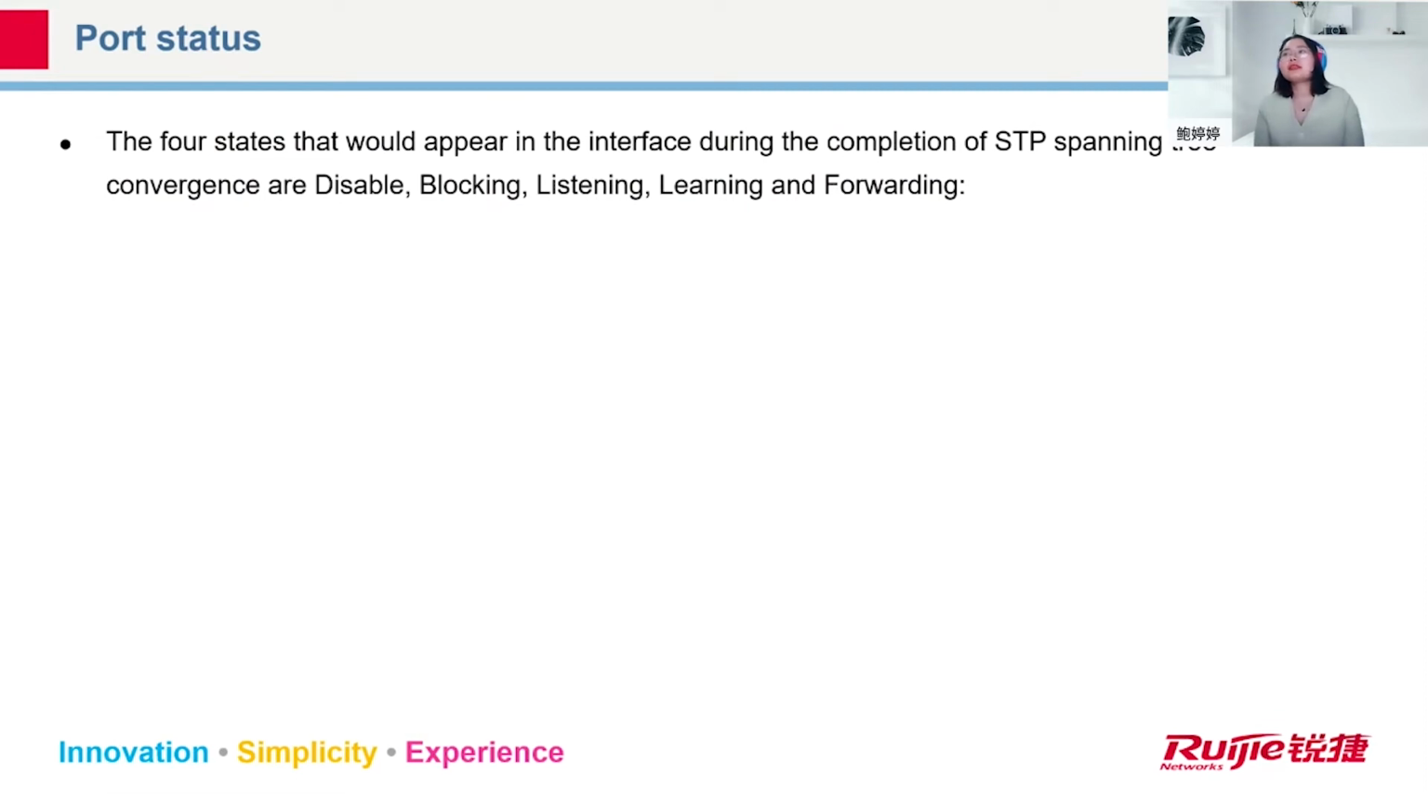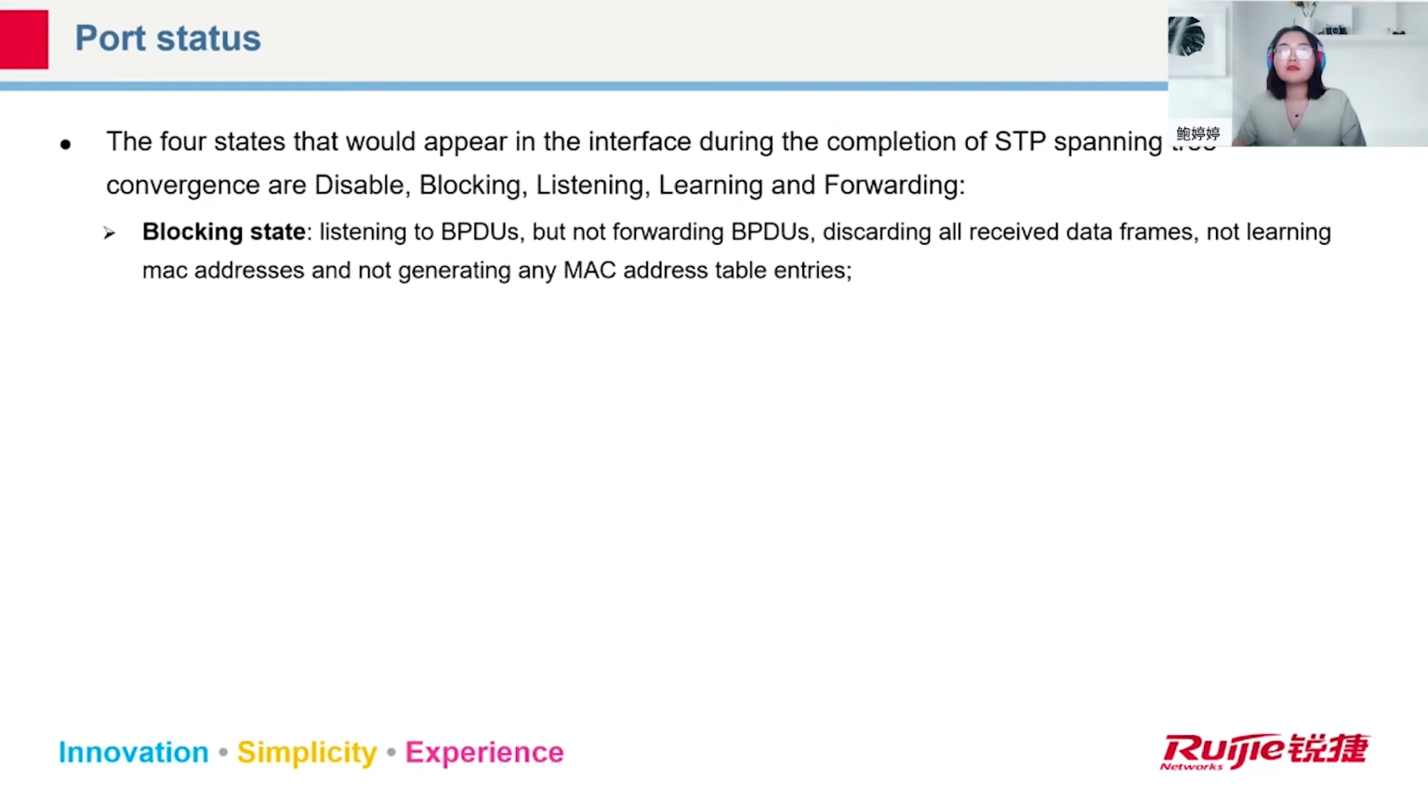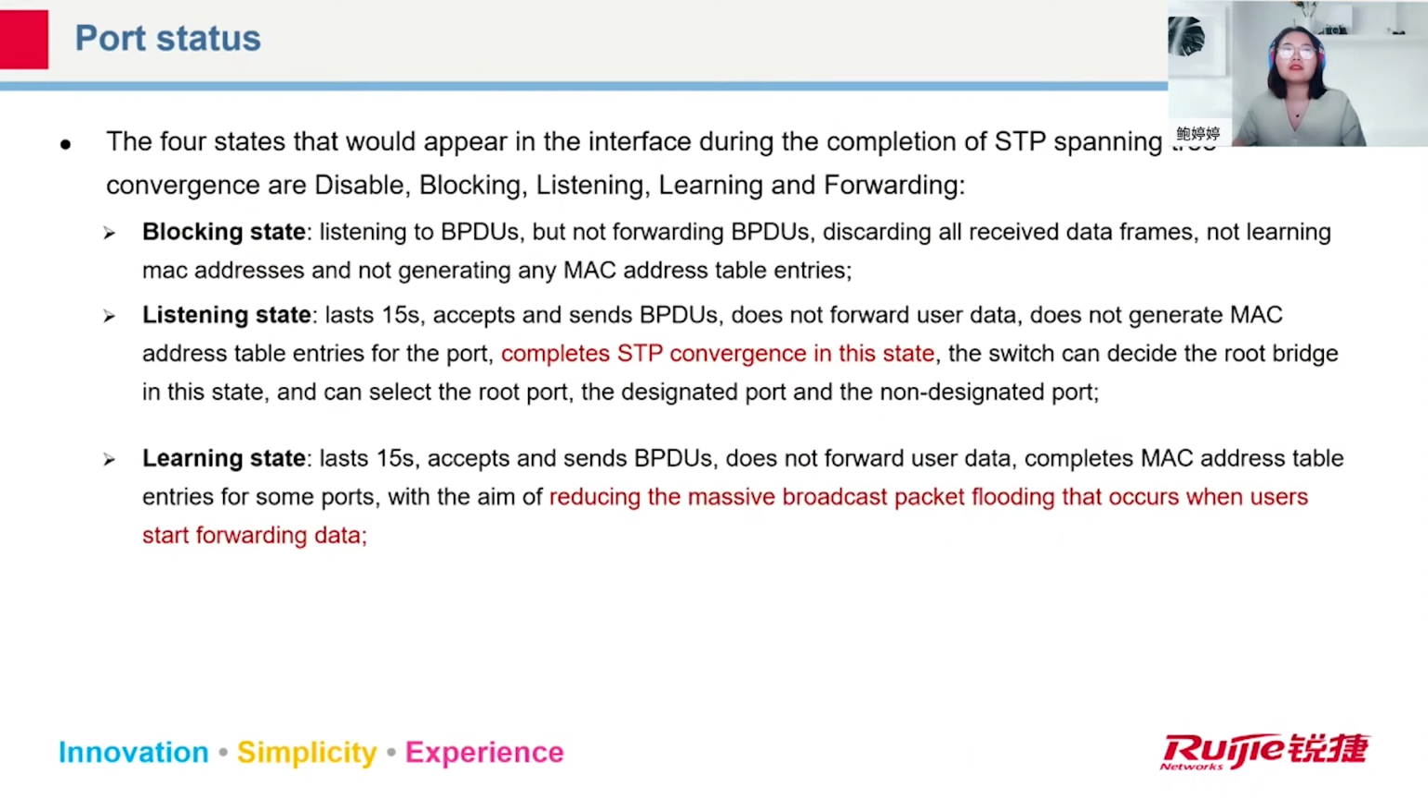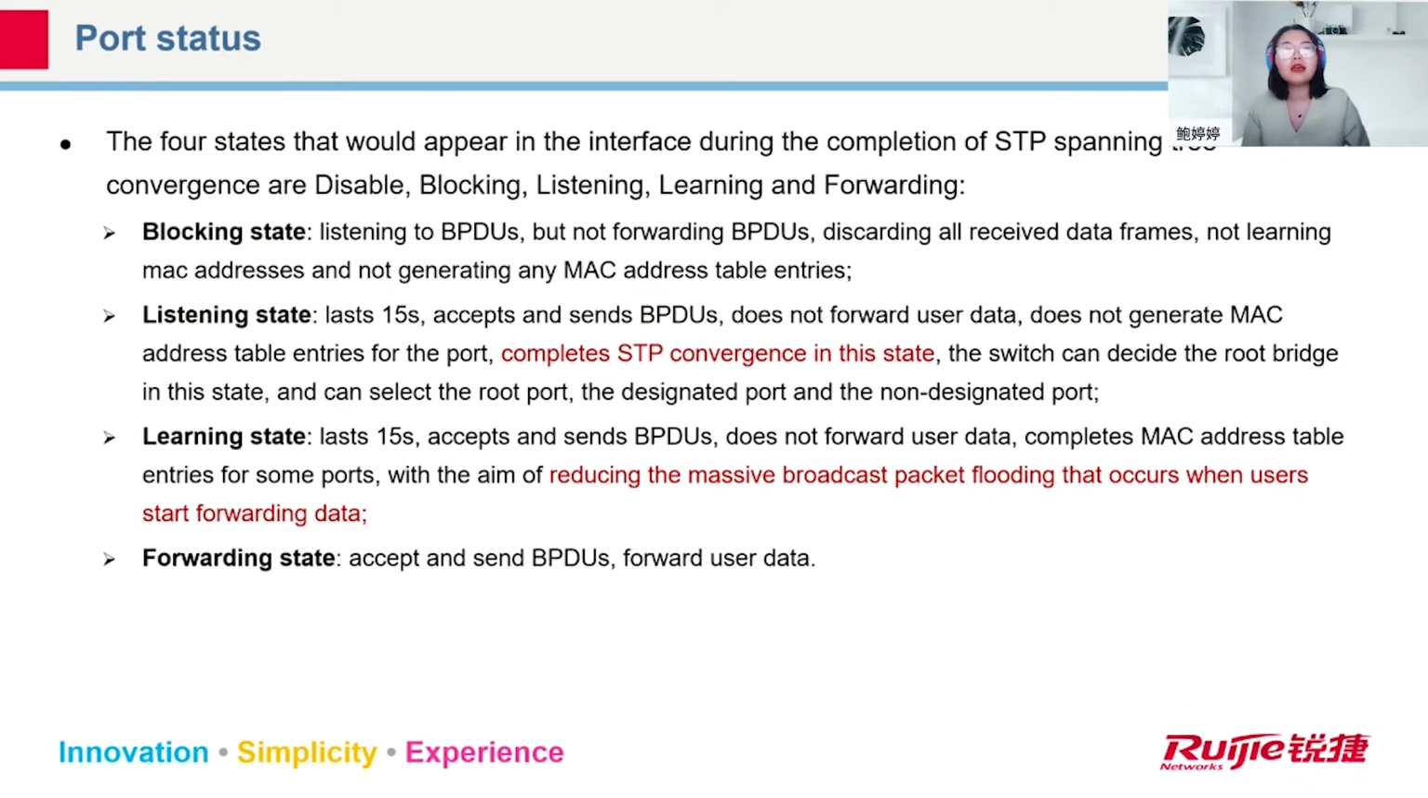Okay, so now we have decided the roles of the interfaces: DP, RP, and AP, right? Whether the devices can forward traffic or not depends on the state. There are 4 states of the switch port: blocking state, listening state, learning state, and forwarding state. Finally, only the forwarding state can forward traffic. Blocking state means that according to the calculation, the interface is an AP, and the AP is located in the blocking state.